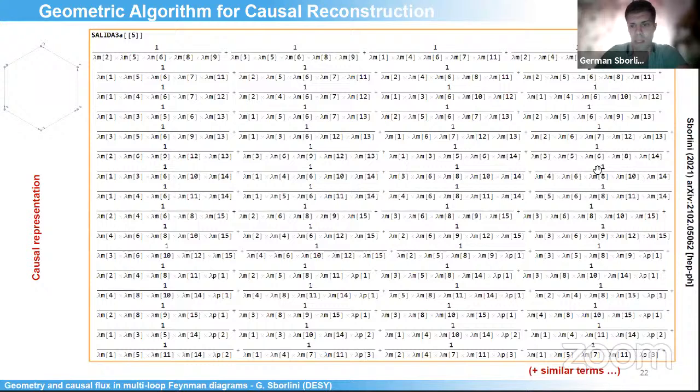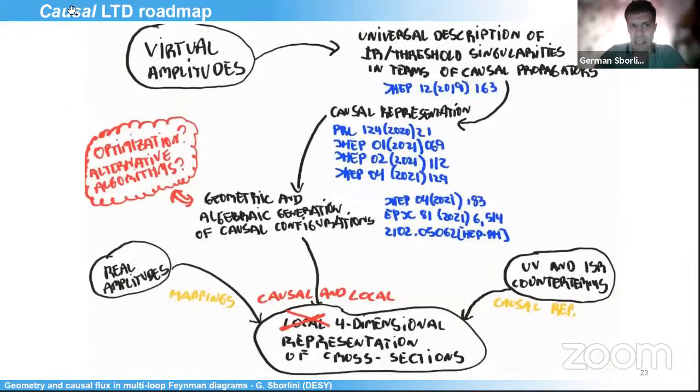So at this point, we are modifying a bit the loop tree duality and thinking in a slightly different way about how to get the cross section. The point is that by studying the virtual amplitudes, we managed to obtain a universal description of infrared and threshold singularities by using causal propagators. And this was first introduced, using a slightly different notation, in this paper in 2019.